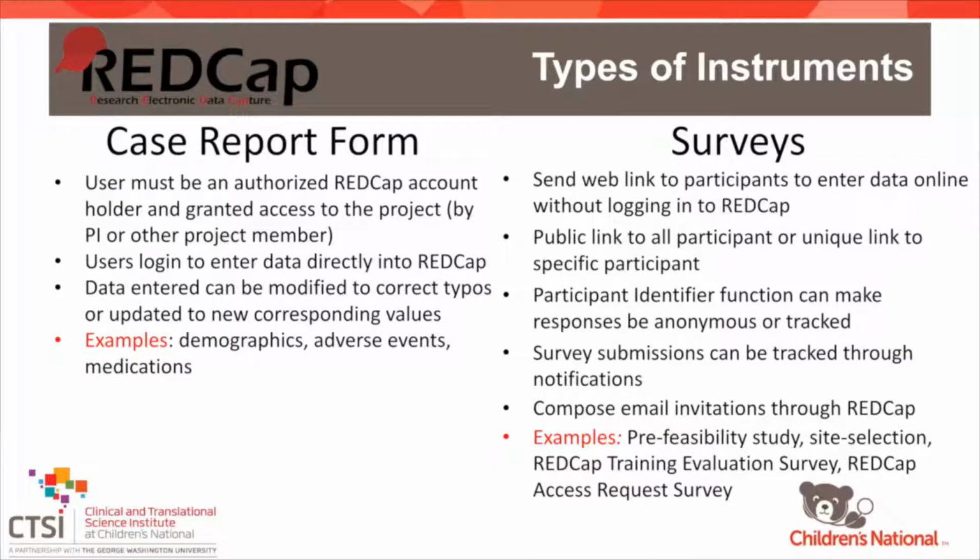So you could have a public URL that all participants go to, or you can use some REDCap features to email a unique URL to specific participants. And in that case, you can do a little bit more tracking about who has responded and who hasn't, and send them reminders. These surveys can also be identified or anonymous. There's a participant identifier function for tracking responses. You can again set up some automated notifications to track responses, and you can also use REDCap to manage and compose all of your email invitations.